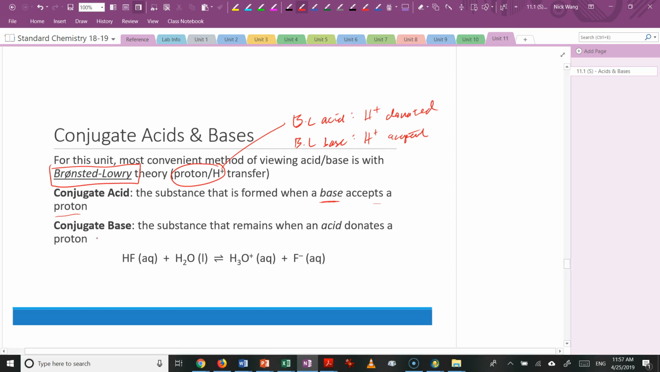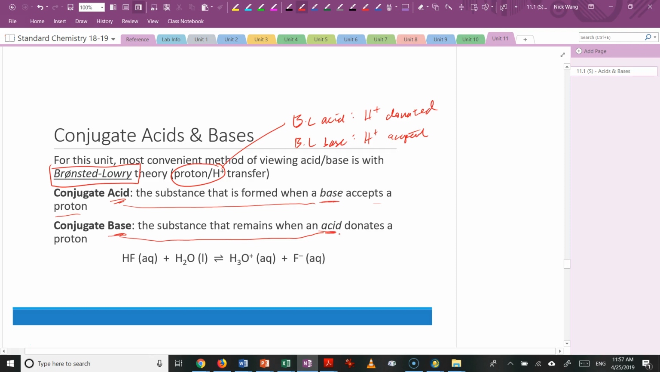The conjugate base, on the other hand, is a substance that remains, that's left over after the acid has donated a proton. So if you notice, it's a bit of a contrast. Sounds like a contradiction, I suppose. The conjugate acid is related to what happens when a base does something. The conjugate base is something that happens when the acid does something. So they're kind of like counterparts.